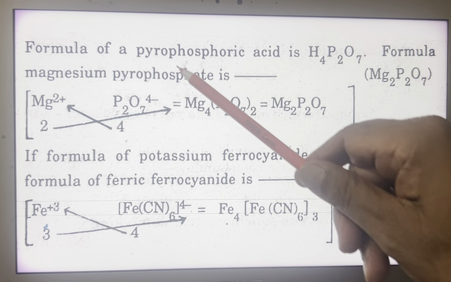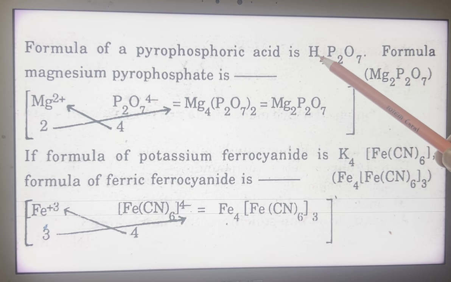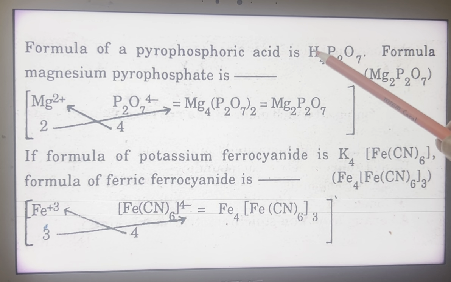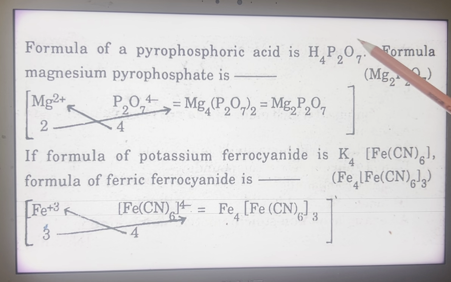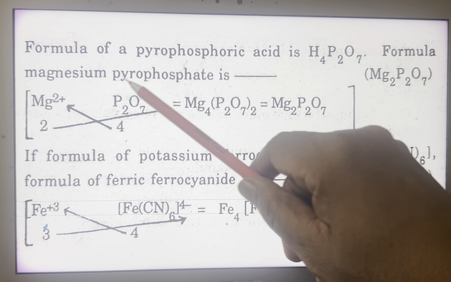Here, pyrophosphoric acid. Pyrophosphoric acid is H4P2O7. Each H is plus 1, and 4 hydrogen atoms are there, so 4 plus. So pyrophosphate ion, you will get 4 minus. Then only 4 hydrogen atoms are bonded with that pyrophosphate ion. So from this formula, what you understand is that the pyrophosphate ion has 4 minus. So that 4 minus ion I have kept here.